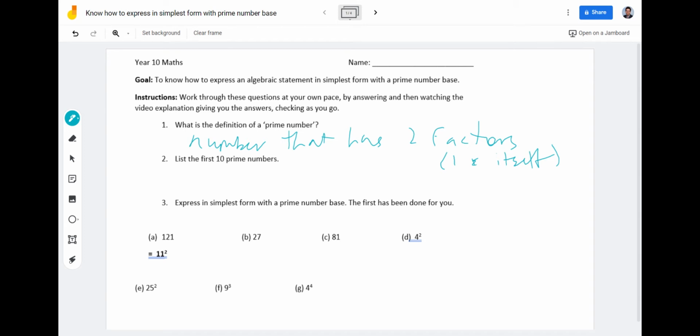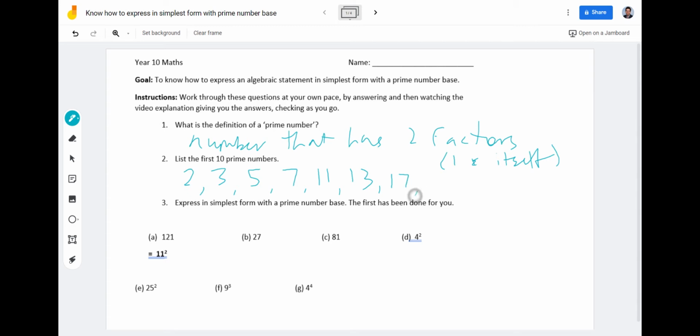All right, so what are the first 10 prime numbers? Well, 2 is a prime number because it's only divisible by 1 and 2. 3 is a prime number. 5, 7, not 9 because that's divisible by 3, not 10, but 11. 11 is a prime number. 13 is a prime number. Where are we up to? 1, 2, 3, 4, 5, 6.